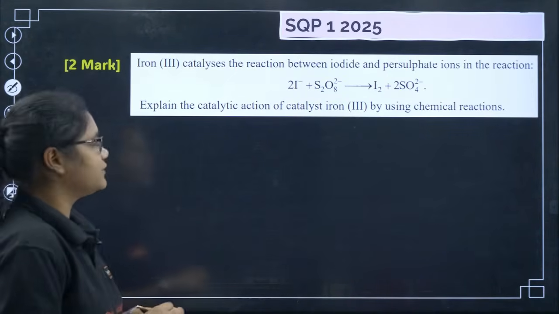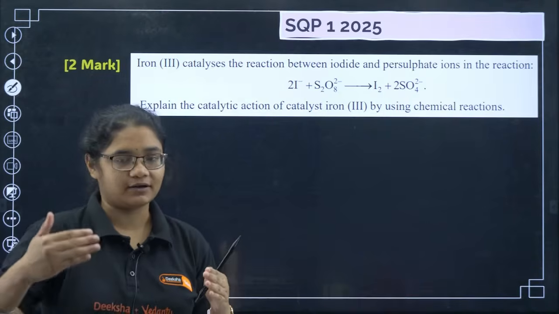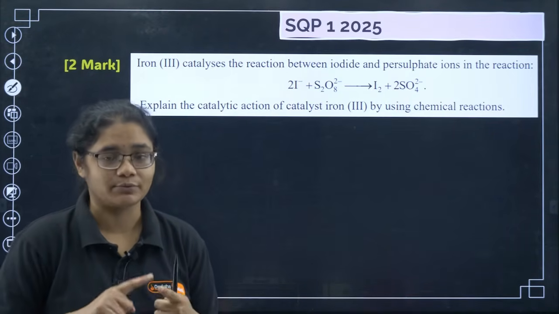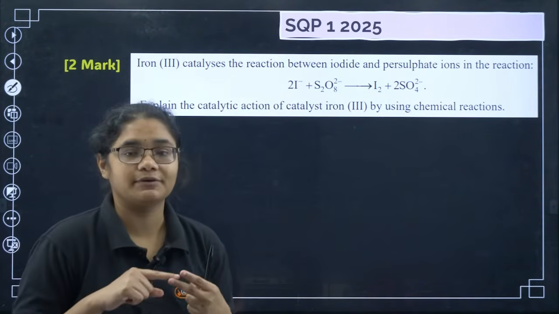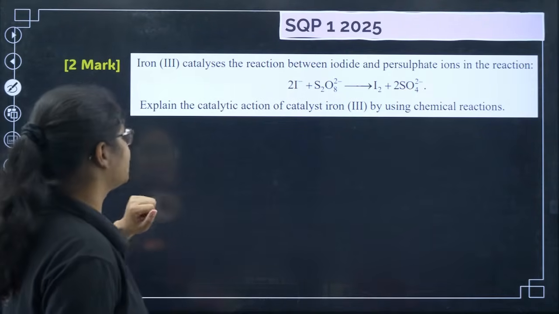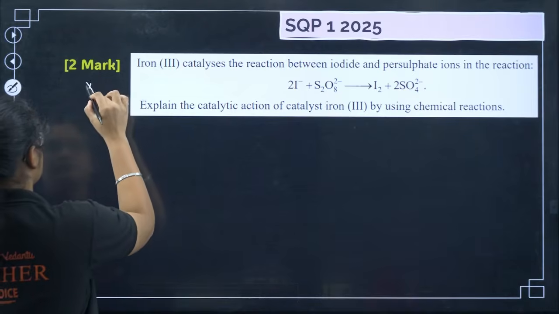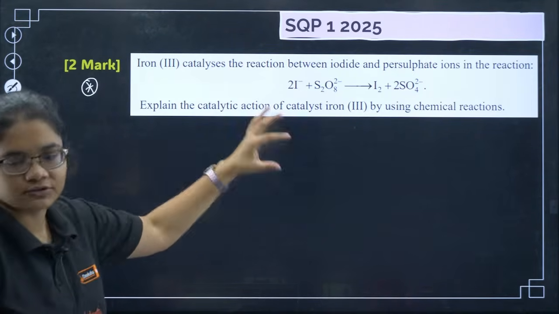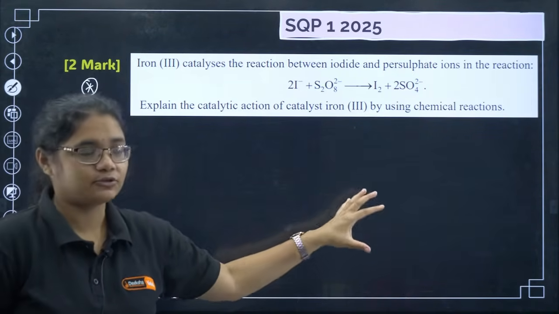So let's now go for the 2 markers. I'll first discuss the sample question papers of 2025, then the actual question paper of 2025, then I'll give you the most expected questions. Coming to the sample question paper, this was a really unexpected, out of the box question, so please focus on this question.